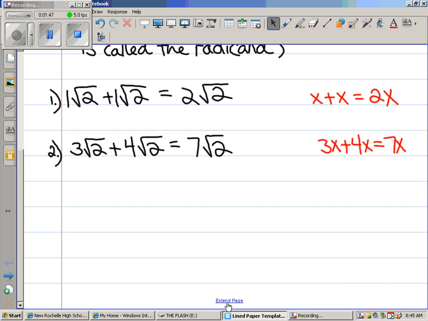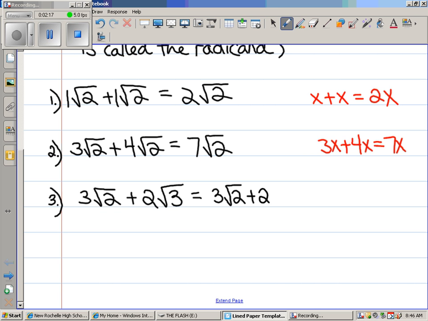All right, let's step our game up a notch. How about if we have 3 radical 2 plus 2 radical 3? Now, I know that's confusing to you. Can you add those together? Why not? The radicals are not the same. That's how it works. If you're to say what this equals, it equals itself: 3 radical 2 plus 2 radical 3. That's how you leave it. You don't add any of the numbers in the front. You just leave it alone.